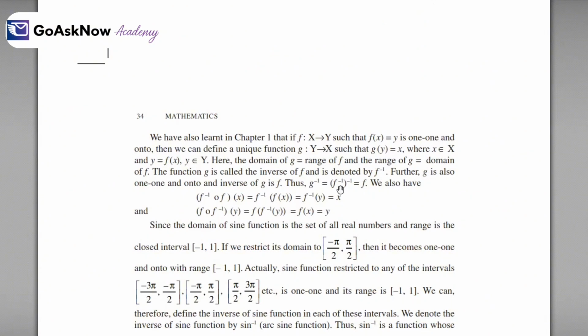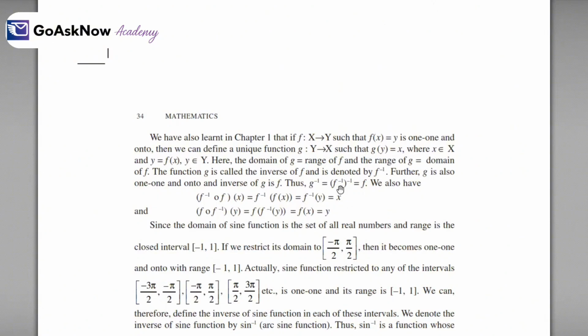Here the domain of g is the range of f. So the domain of g will become the range of f, and the range of g becomes the domain of f. Because the function is inversed here, the domain and range also are interchanged. The function g is called the inverse of f and is denoted by f inverse.